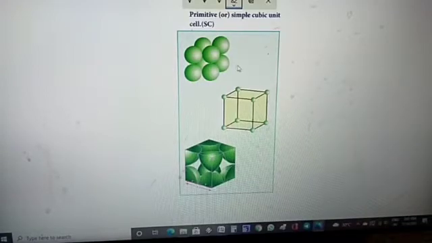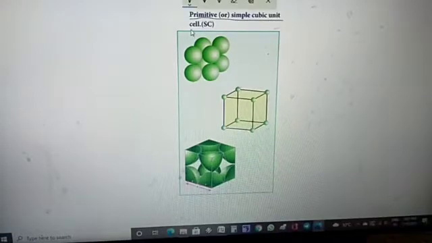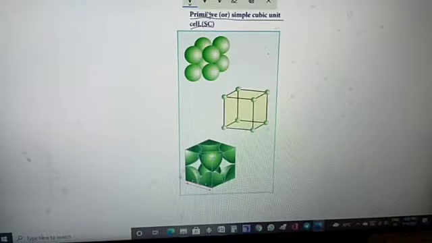unit cell. So what is meant by primitive cubic unit cell? Primitive cubic unit cell is also called a simple cubic unit cell. What is primitive? In our previous session I explained that a primitive unit cell is the unit cell which has constituent particles only at the corners. Here in this primitive cubic unit cell, the constituent particles will be present only at the corners. Such unit cells are called primitive unit cells.